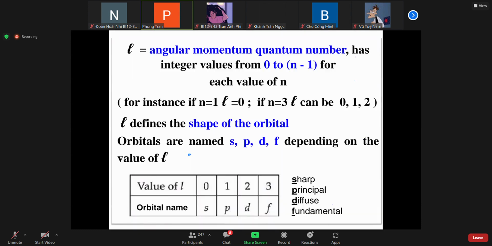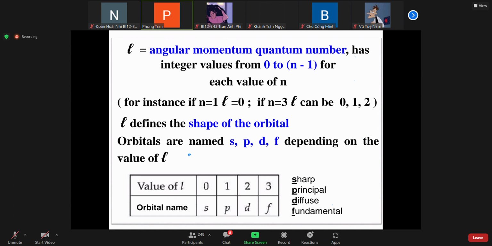You have the second quantum number, which is L, the angular momentum quantum number. It has integral values and ranges from 0 to n minus 1 for each value of n. So for example, if you have n equal to 1, then L has only one value, 0. If you have n equal to 3, you can have L equal to 0, 1, or 2, because 2 equals 3 minus 1.